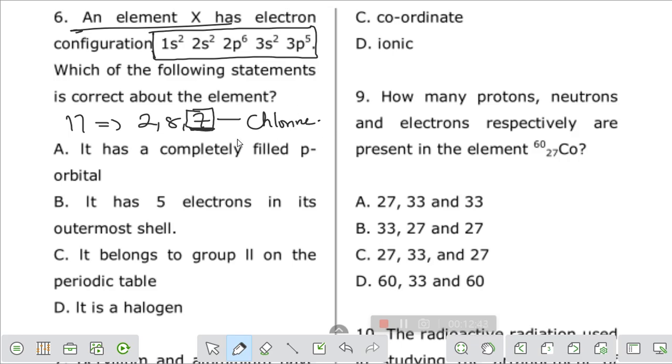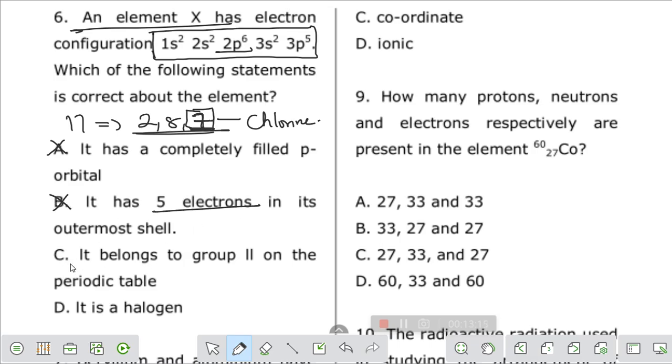They said it has a completely filled p orbital. That's not right. I told you when I was teaching you that the maximum a p orbital can take is 6. But look at this one now. This p orbital is not completely filled, so option A is wrong. Option B, it has 5 electrons in its outermost shell. Is that right? You can see it has 7 electrons on the outermost shell, and they said 5, so that's wrong.